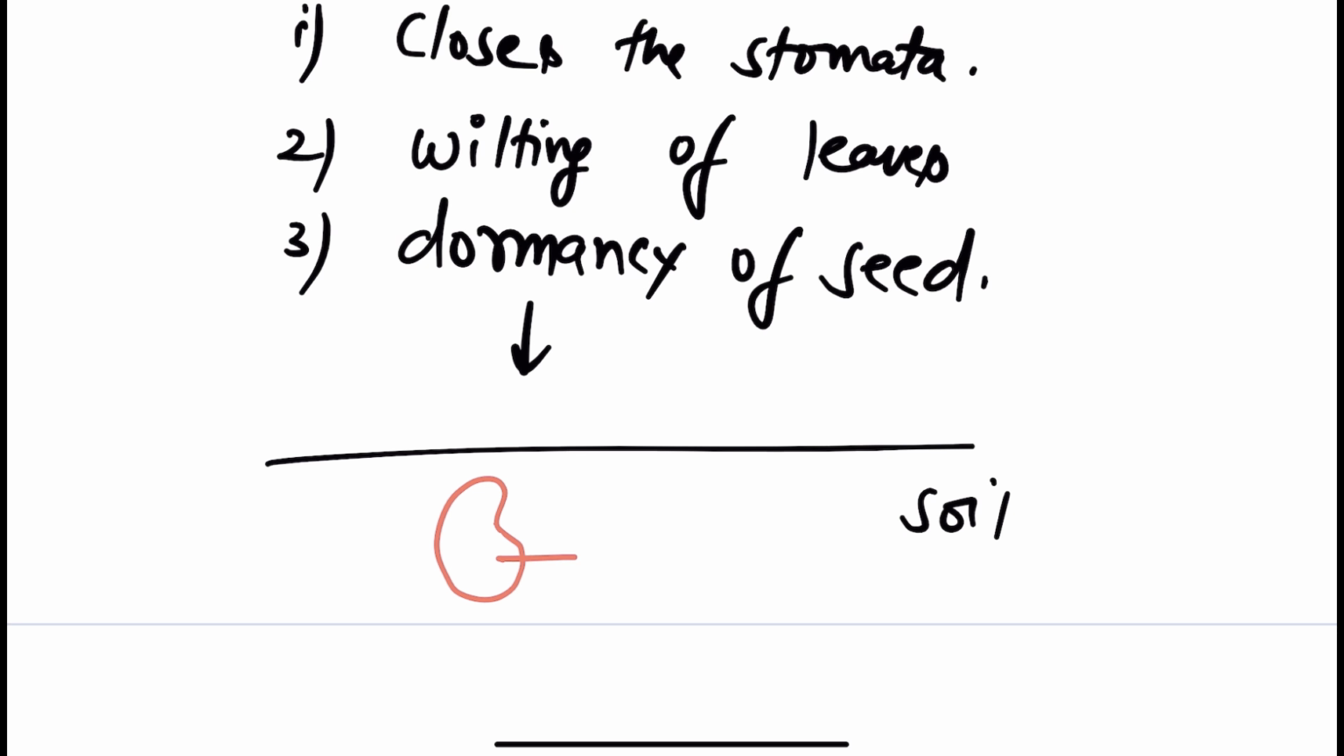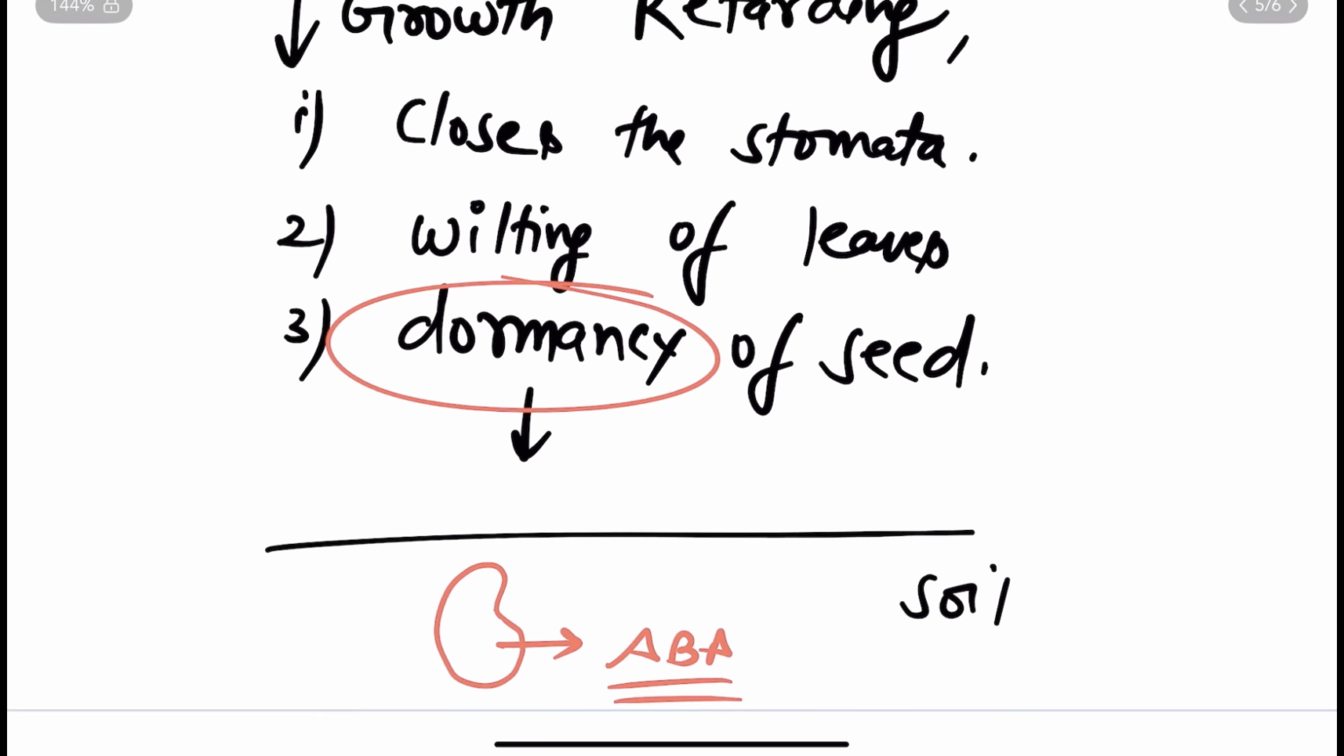तो इस सीड के अंदर कौन से हार्मोन का लेवल बढ़ जाता है? यस, यू आर एब्सोल्युटली करेक्ट. कौन सा हार्मोन? एब्सिसिक एसिड. एंड the seed will go into dormant stage. That means the seed won't germinate, and this is known as dormancy. So this was the fourth hormone.